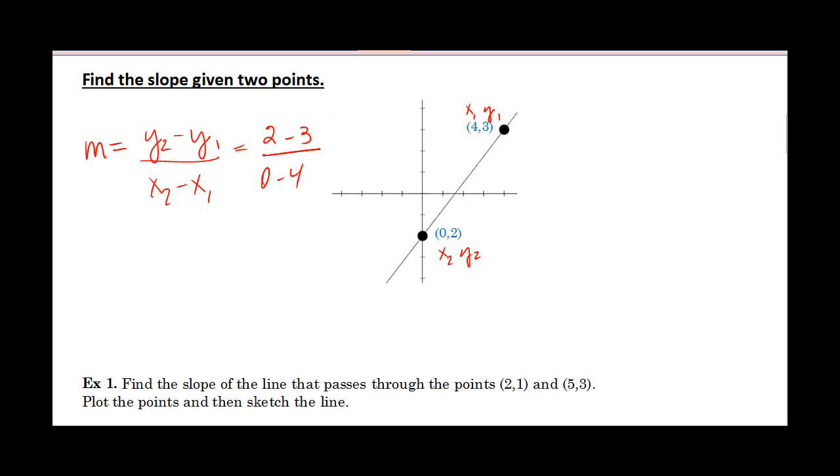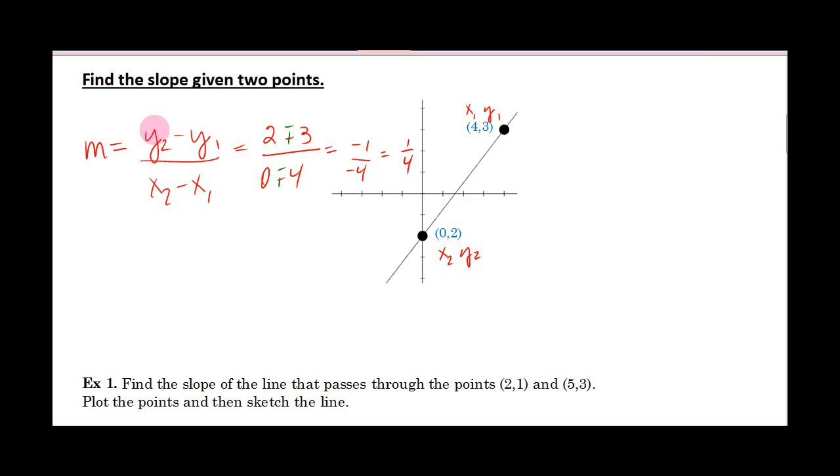Okay, remember our integer rules. I end up with negative 1 over negative 4, and a negative over a negative gives me a positive, so my answer is 1/4. So the slope of this line says that for every y I increase, I'm going to increase 4 x's.